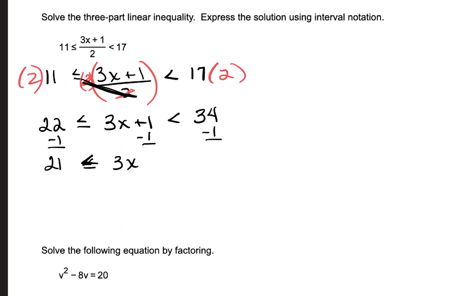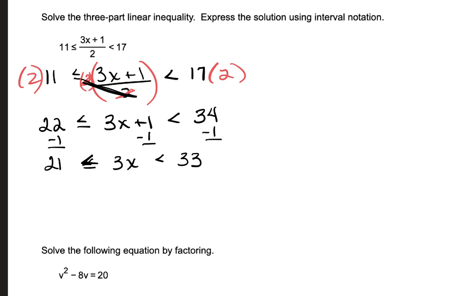Make sure I get that right. And what's that, 33? Once again, you're subtracting. The only time you change the direction of the signs is when you're multiplying or dividing. And we haven't done that yet. So here we're almost to our last step.